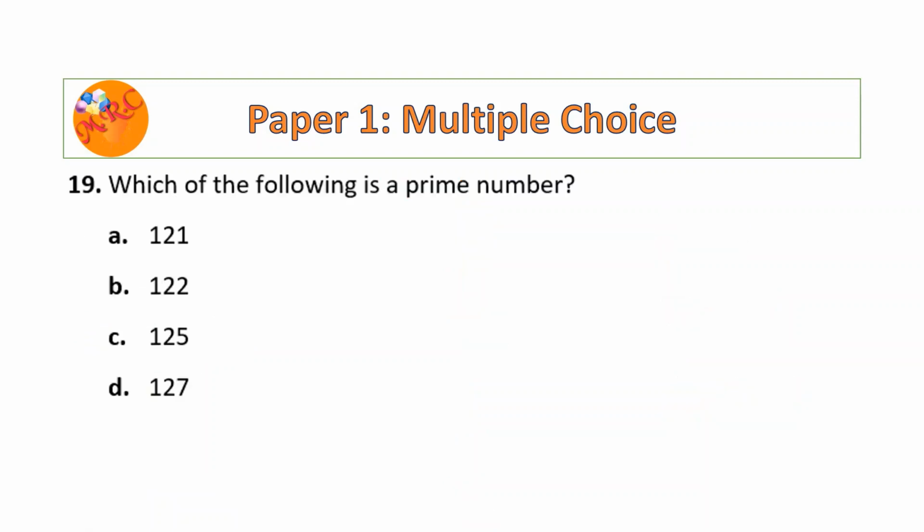Alright, good. Which of the following is a prime number? The first thing I want you to do is try to eliminate. Look at the numbers and see which one can be divided by a number other than 1 and itself. So we look at 121. That can be divided by 11, so that's not a prime number. 122 can be divided by 2, so that's not a prime number. 125 ends with a 5, so it can be divided by 5. That's not a prime number. So our only option is 127. That would be your prime number.